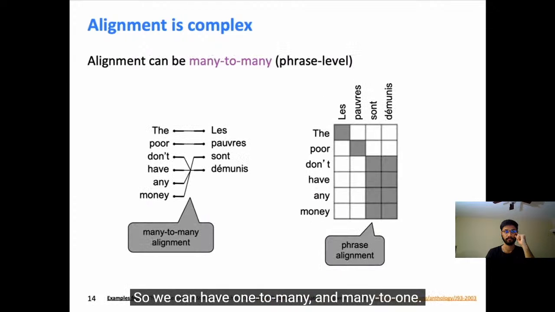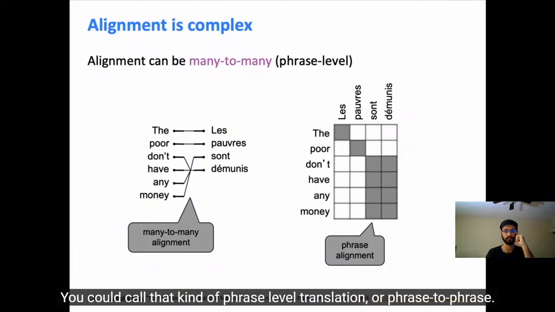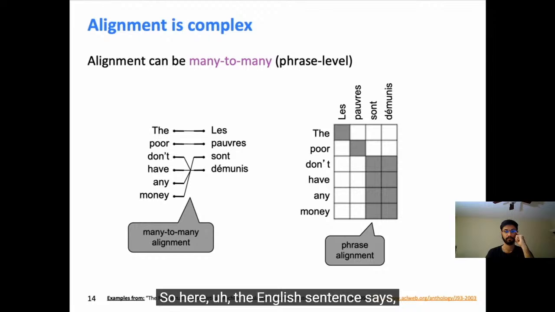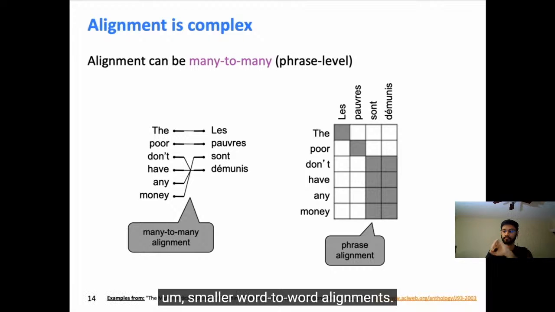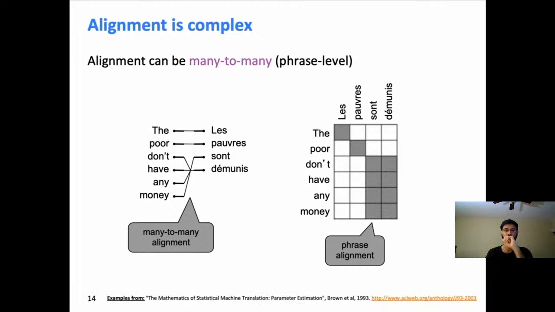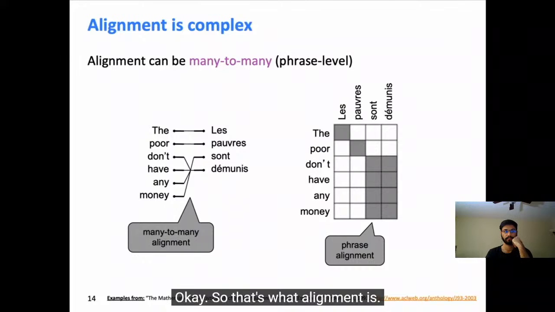So we can have one-to-many and many-to-one. You can also have many-to-many alignment. You could call that kind of phrase-level translation of phrase to phrase. So here, the English sentence says the poor don't have any money, and here don't have any money corresponds to the French phrase sont démunis. And this is a many-to-many alignment because there's no obvious way to break down this phrase-to-phrase alignment into smaller word-to-word alignments. Okay, so that's what alignment is.